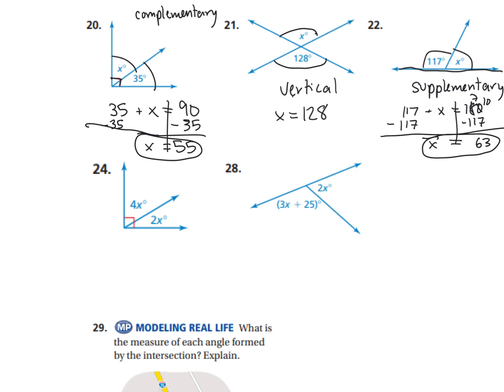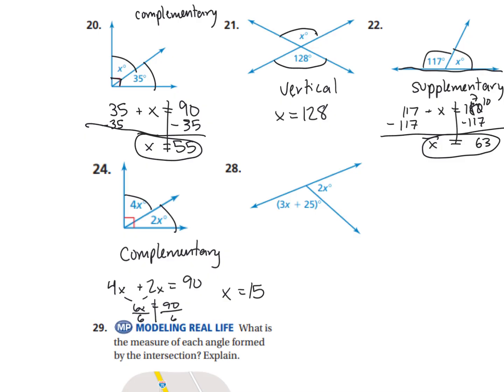For 24, I've got a right angle here and two angles that are creating it. This is complementary. And my two angles are 4x plus 2x, and they both add to 90 degrees. 4x plus 2x is 6x. And then to get x all by itself, we'll divide by 6. 90 divided by 6, we get an x value of 15.